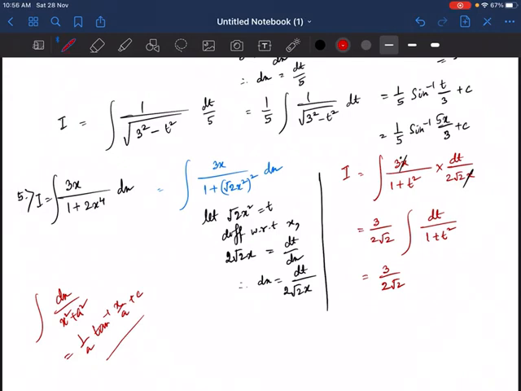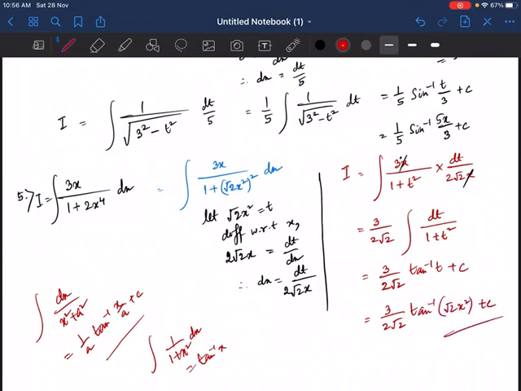So I don't need to write 1 by 1. So tan inverse t by 1. So again I will write t plus c. You know that integration of 1 by 1 plus x square is what? Tan inverse x, right? So here integration of 1 by 1 plus t square is tan inverse t. Simple as that. So we have 3 by 2 root 2, and in place of t we are going to write root 2x square. So we have tan inverse root 2x square plus c. That's my answer. That's how we do it.